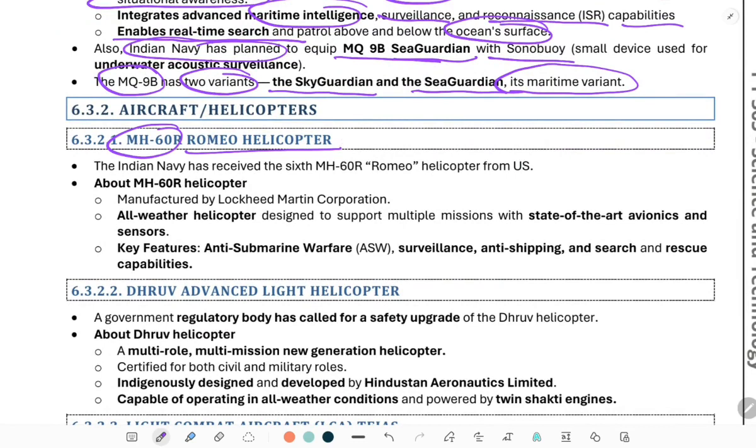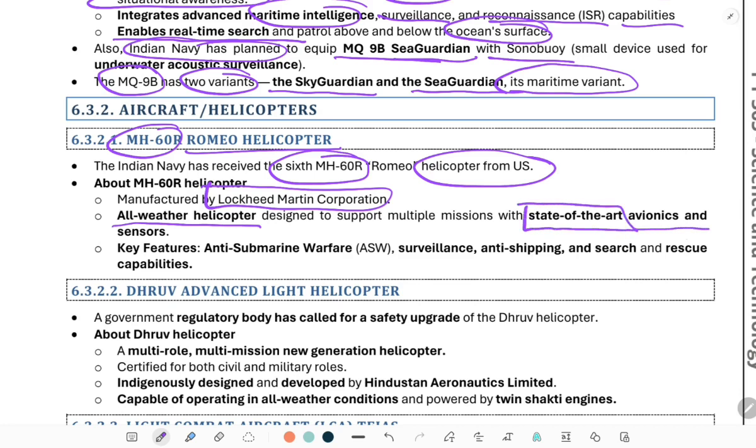MH-60R Romeo helicopter. The Indian Navy has received the 6th MH-60R Romeo helicopter from the US. It is manufactured by Lockheed Martin Corporation. It is an all-weather helicopter designed to support multi-missions with state-of-the-art avionics and sensors. The key features are anti-submarine warfare and surveillance, anti-shipping and search and rescue capabilities.